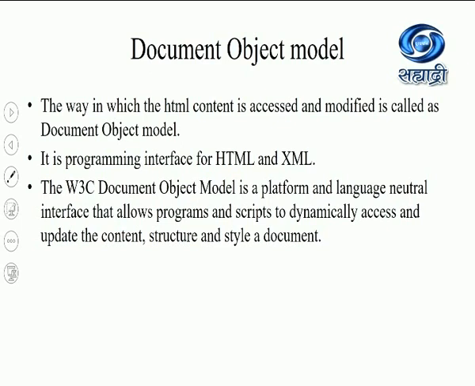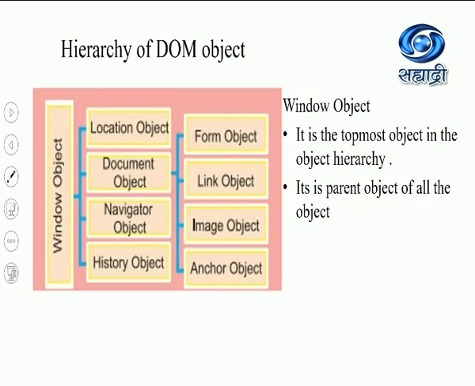According to the W3C, the document object model is a platform and language neutral interface that allows programs and scripts to dynamically access and update the content, structure, and style of a document. What that means is, when the user is viewing your web page, dynamically, depending on the user's action, the contents of the web page can change, and that is possible by using the document object model.